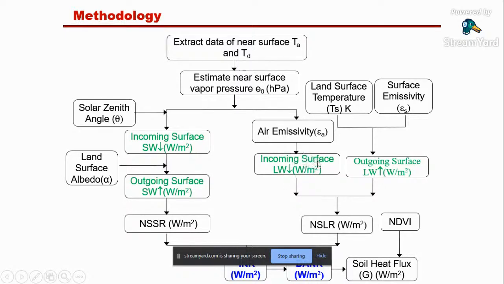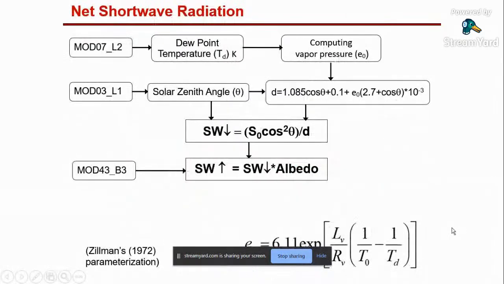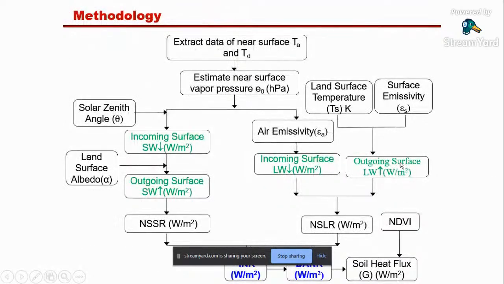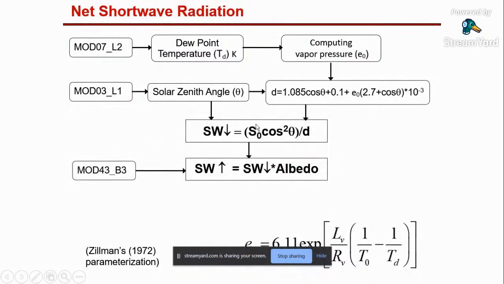So we have incoming longwave radiation and outgoing longwave radiation at the surface, so we are able to estimate net surface longwave radiation, and details are explained in the different slides. These are the equations I have used for this shortwave computation.